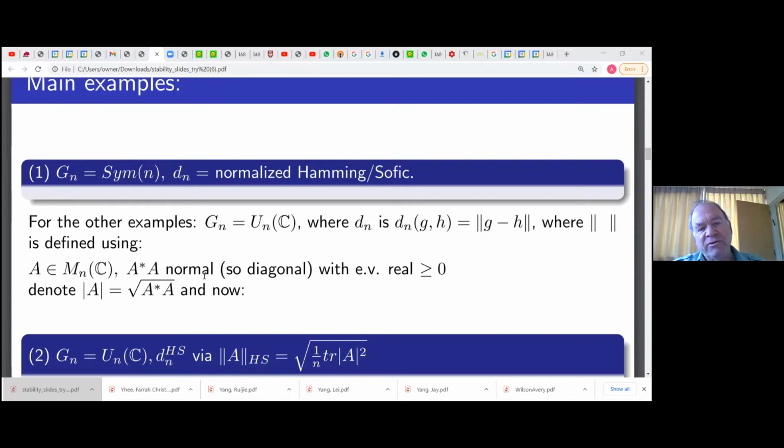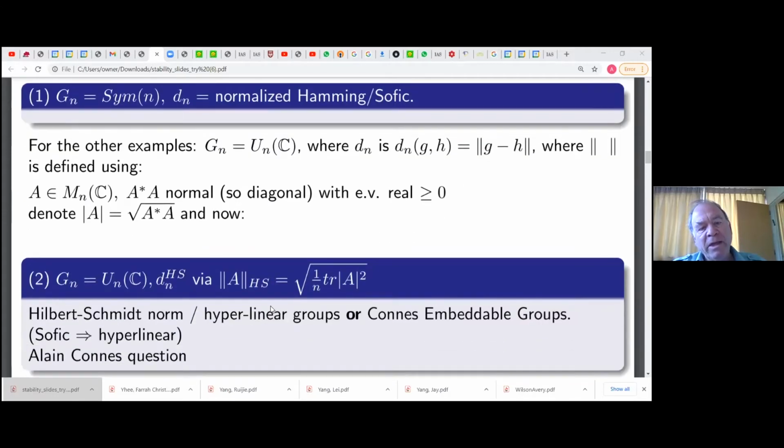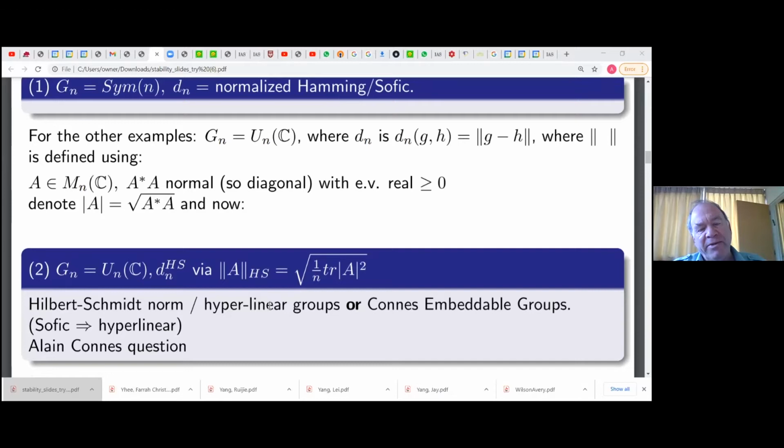If this is the case, you can diagonalize the matrix and take its square root. So the absolute value of A will be our notation for the square root of A star A. And no, this is not a number, this is a matrix. The absolute value of A is the matrix of the square root of A star A. And now I'm going to define different norms, and therefore different metrics, on the unitary group.